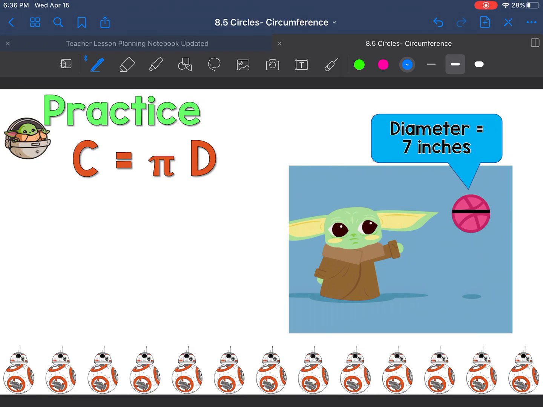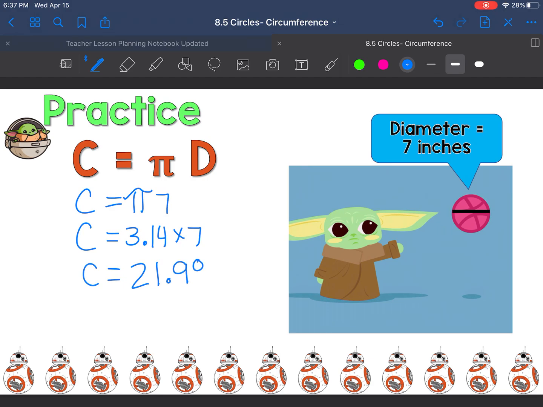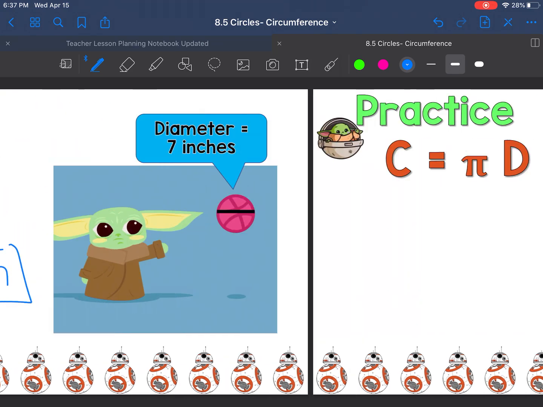So I got Baby Yoda. He's playing some b-ball, and the diameter of his b-ball is 7 inches. So now I need to solve for what the circumference would be. So let's plug in my diameter. C equals pi times 7. And now I need to plug in my 3.14 for pi times 7. And when I multiply those two numbers together, I get 21.98 inches. Final answer. Not too bad, right?